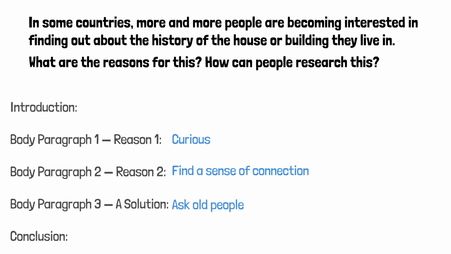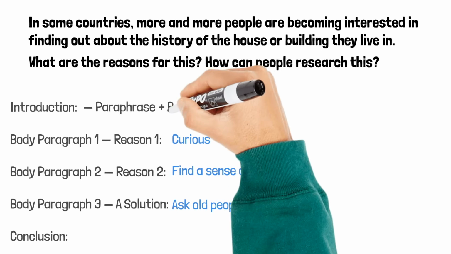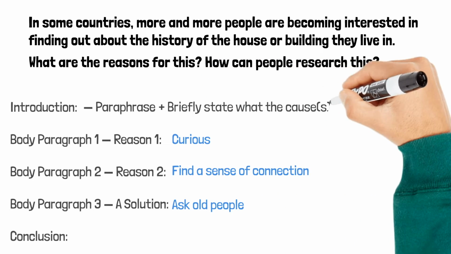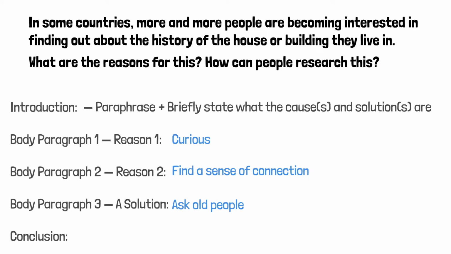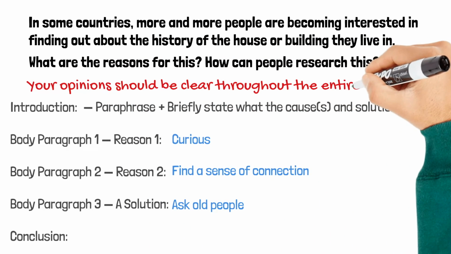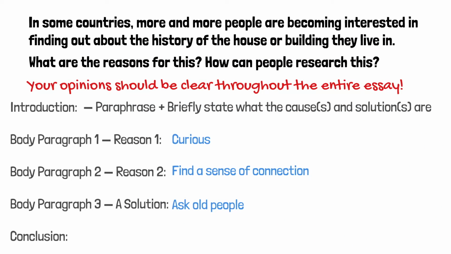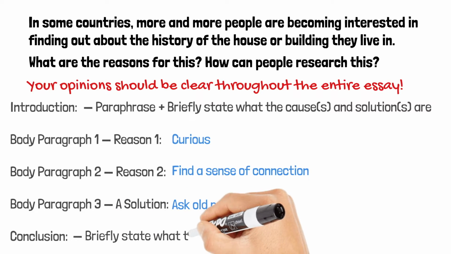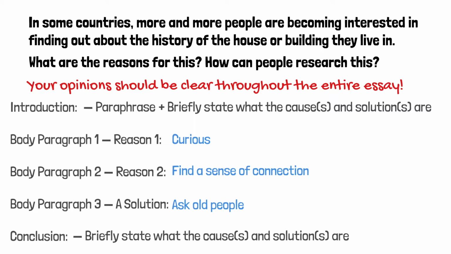So in the introductory paragraph, I first paraphrased the question statement and then gave my opinion by briefly introducing the two causes and the one solution I'm going to talk about in my body paragraphs. And because our opinions need to be clear throughout the entire essay, it's important that we briefly state the two causes and the one solution again in the introductory paragraph.